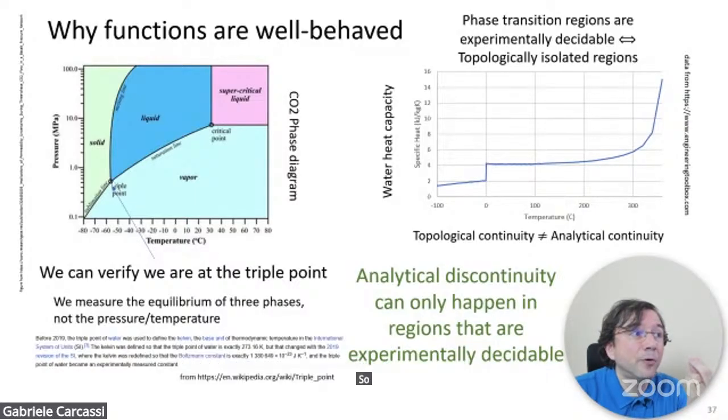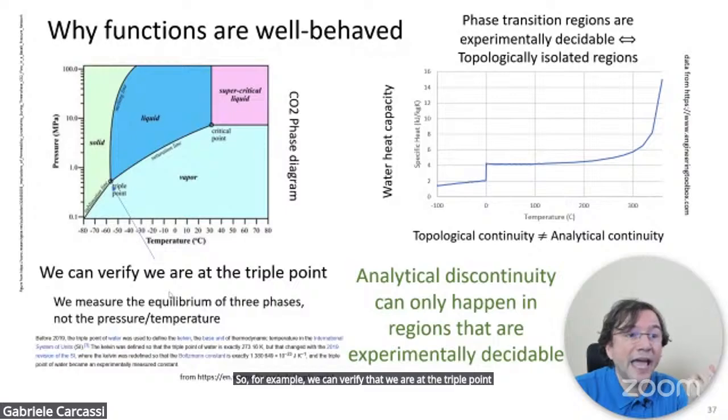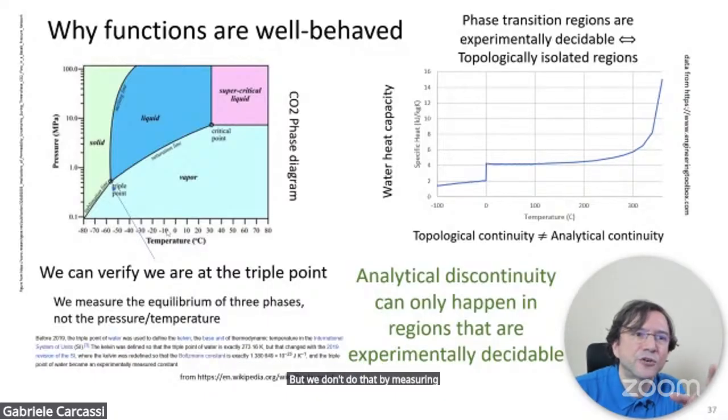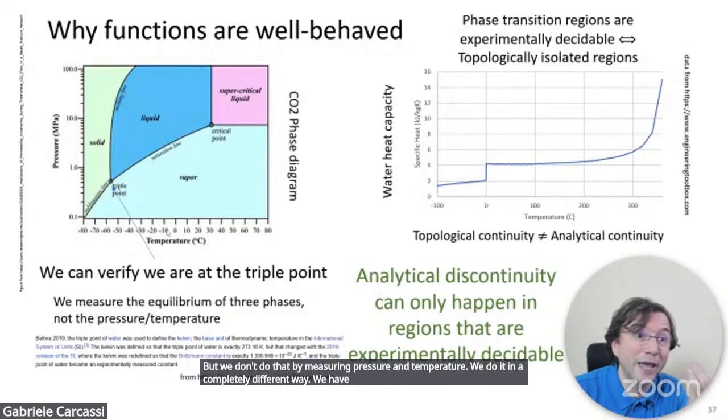So, for example, we can verify that we are at a triple point if we have an equilibrium of the three phases of liquid, vapor, and solid. But we don't do that by measuring pressure and temperature. We do it in a completely different way. We have a different way to verify, and then we can say, okay, we are here.